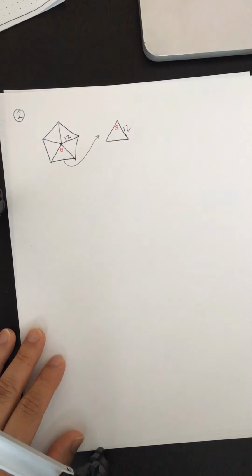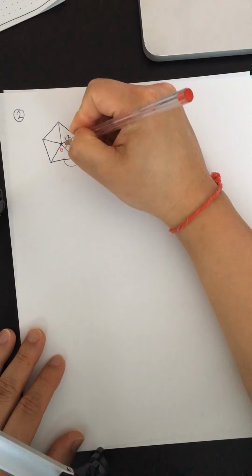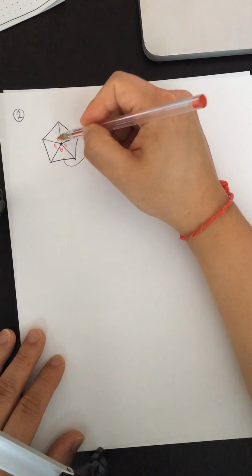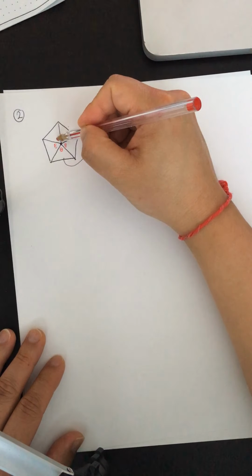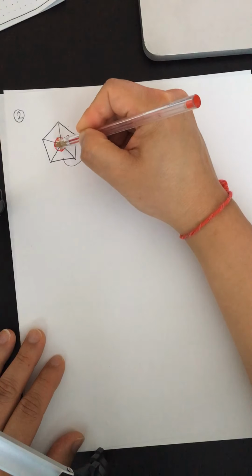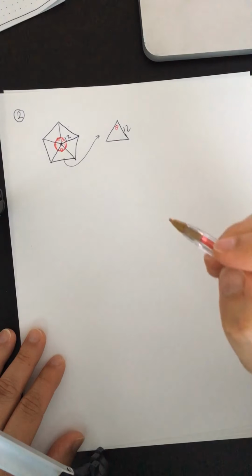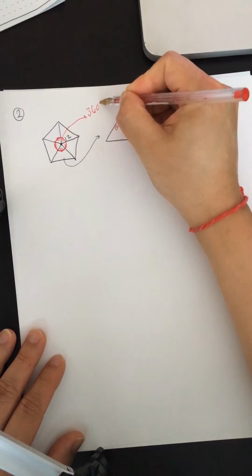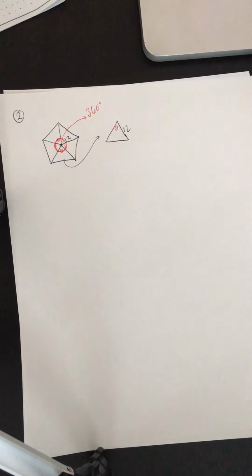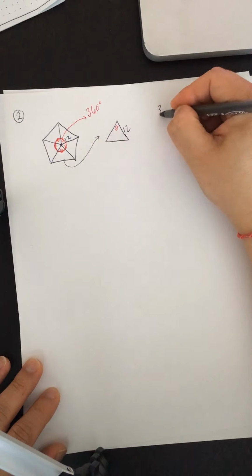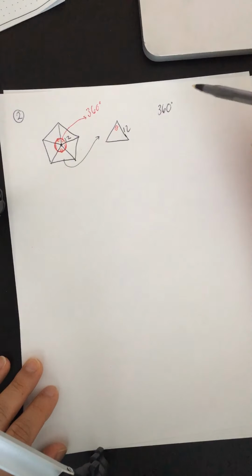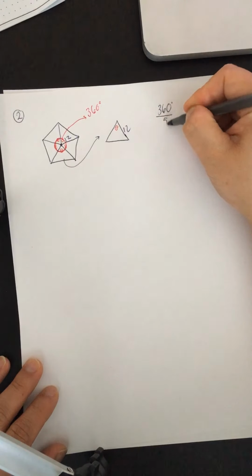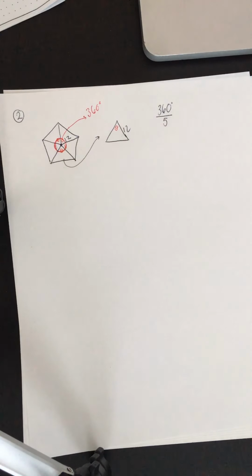Well, we know that each of these angles is the same angle, and if we add these all up, they should total 360 degrees. So by knowing that, we can solve for this angle here. So 360 divided by 1, 2, 3, 4, 5. 5 central angles.